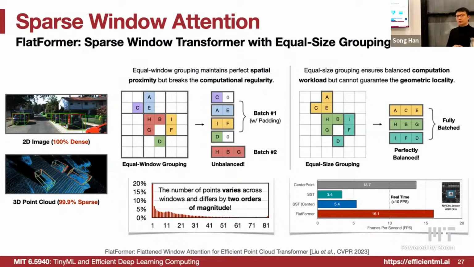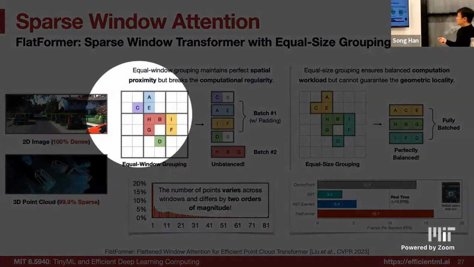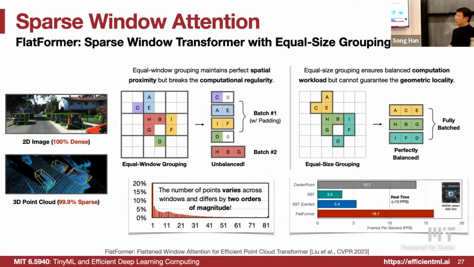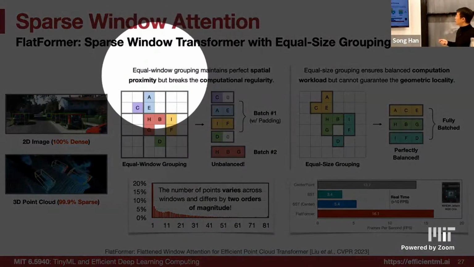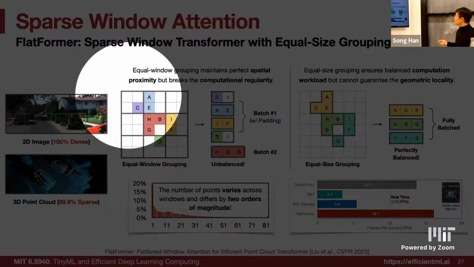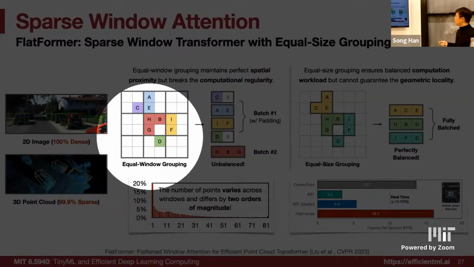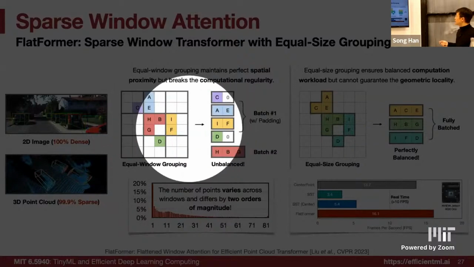So how do we exploit that sparsity? We can use windowed attention. The white area shows there's no point, so it's 0. But how do we divide the windows? How do we set the window? One way is to apply equal window grouping. Like this is a window, C itself; AE is a window; HBG is a window. It's very regular, it's 2 by 2, right?